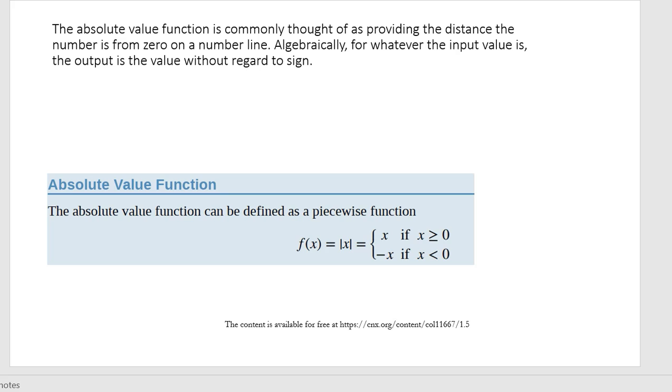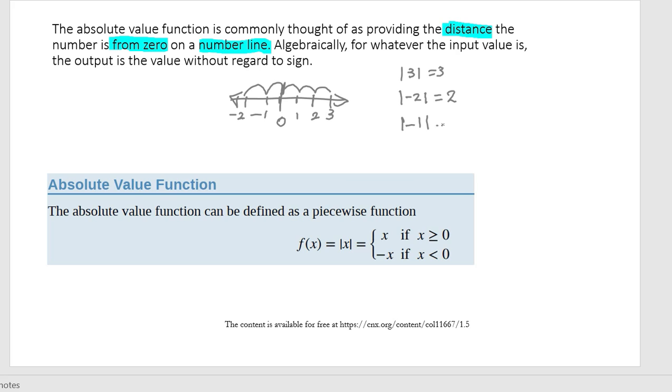Absolute value is the distance the number is from 0 on a number line. So if I draw a number line: 0, 1, 2, 3, negative 1, negative 2. Absolute value of 3 is how many units is it far from 0? 3. Absolute value of negative 2 is 2 units far from 0, so 2. Absolute value of negative 1 is 1.